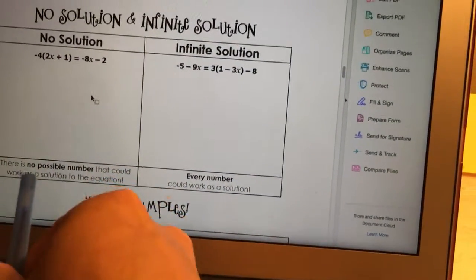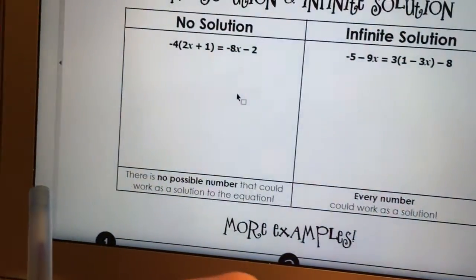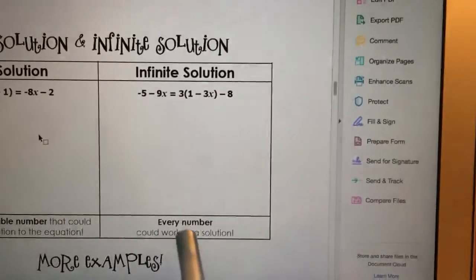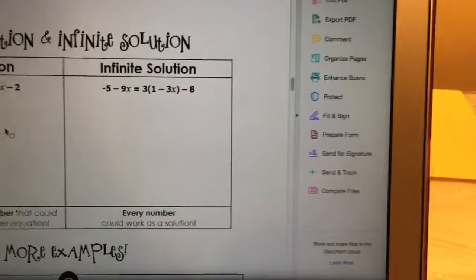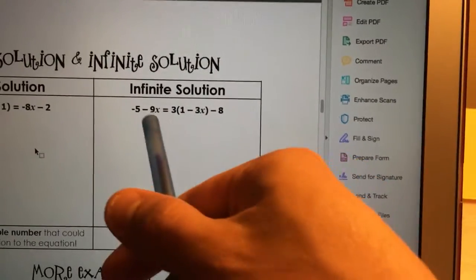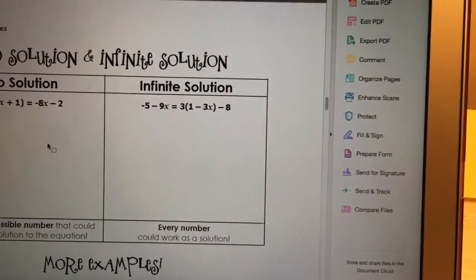So notice how we say infinity means there's no solution. That was this first one. It means there's no possible number that could work out as a solution in the equation. And then infinitely many solutions means every number could work as a solution. So if we plug in any number for x in both of these, it's going to work out and make us a true statement.